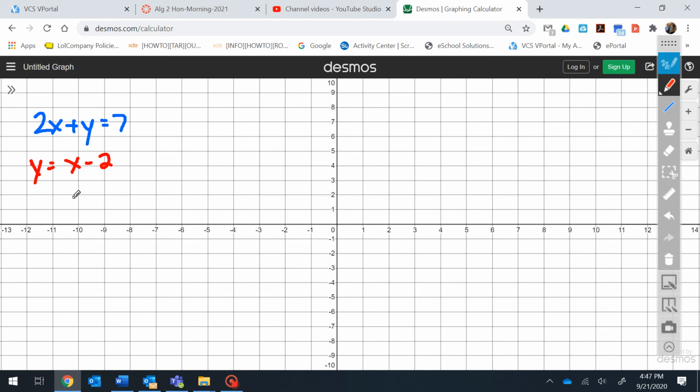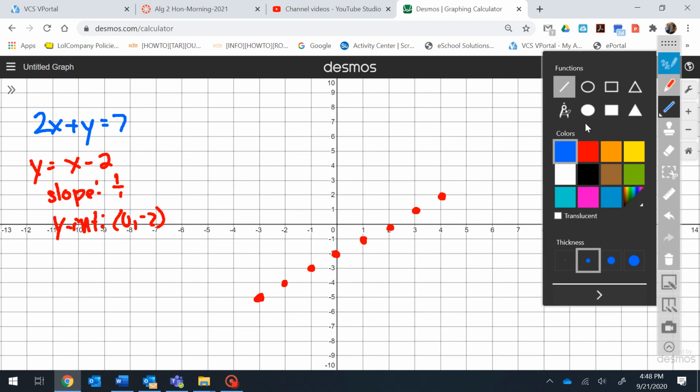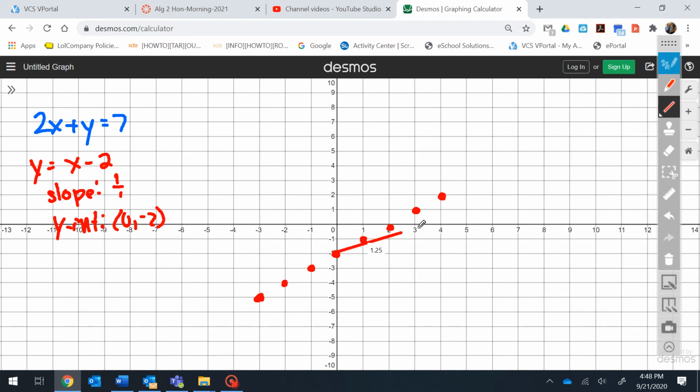Second equation is already in slope-intercept form, so I will just graph that one. Slope is 1 over 1. The y-intercept is 0, -2. So 0, -2 is right here. And then it's positive slope, so up 1 over 1, up 1 over 1. Could also go down 1 over 1. That should hopefully be enough points to find the intersection, and it might be a few too many, but we don't know. Okay, that didn't come out too bad.